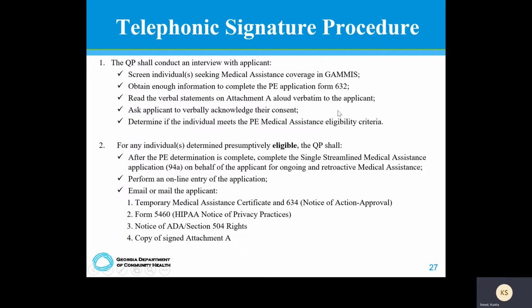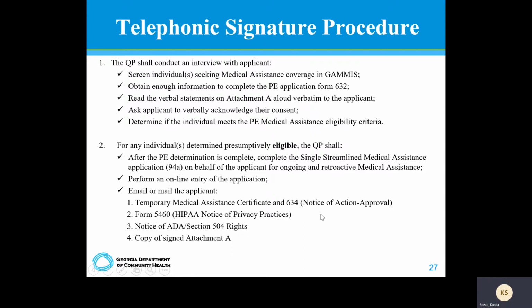You're going to screen the individual into GAMUS like you would normally do. Attain all of the information, which means do an interview to complete your 632 and all other required forms. On the attachment A, there are statements that you need to read verbally to your applicant verbatim, and the applicant would need to verbally acknowledge and give their consent. Once they give their consent, then you're going to determine whether that individual is eligible or not.